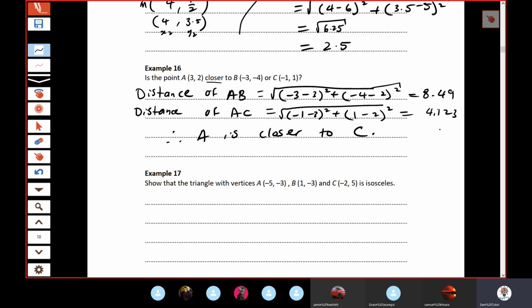So you can see it's a simple question. If you don't know your formulas, it's an impossible question. And I guess a little bit extra with this one, if you didn't know closer meant distance, then you would have got the wrong formula out as well.